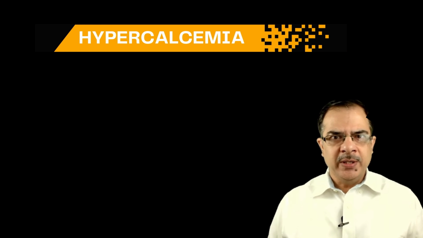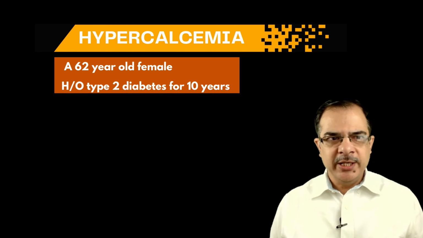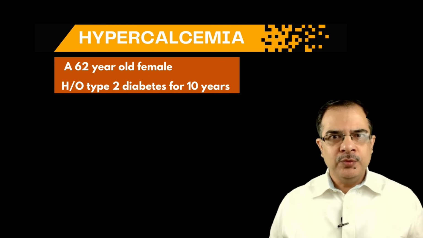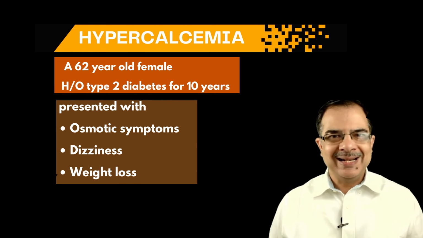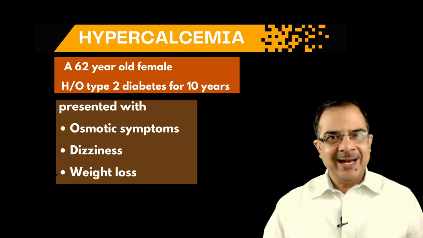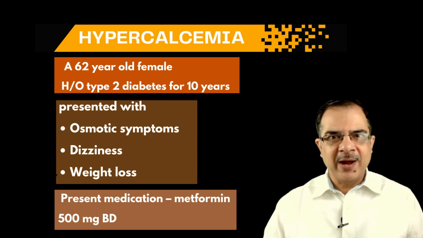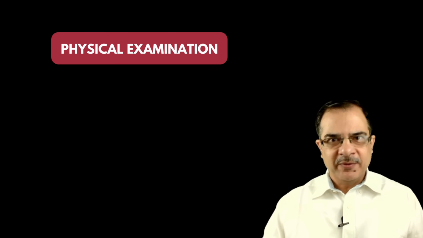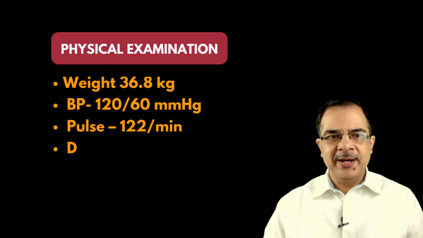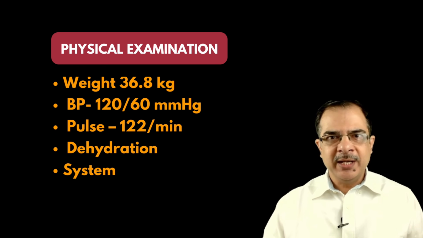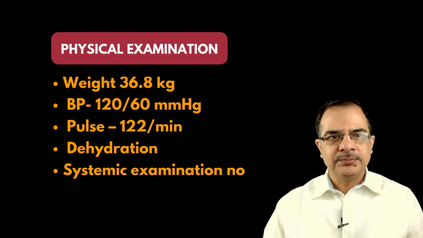In the clinical history, the patient is a known case of type 2 diabetes for the last 10 years. The patient presented to our OPD with the presenting complaints of osmotic symptoms, dizziness, and weight loss, and she is taking metformin 500 milligram twice a day. On examination, weight is 36.8 kgs, BP 120 by 60, tachycardia is present, dehydration was there. Other systemic examinations were normal.